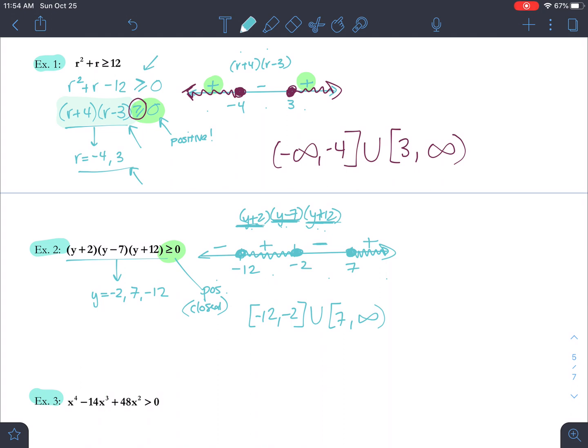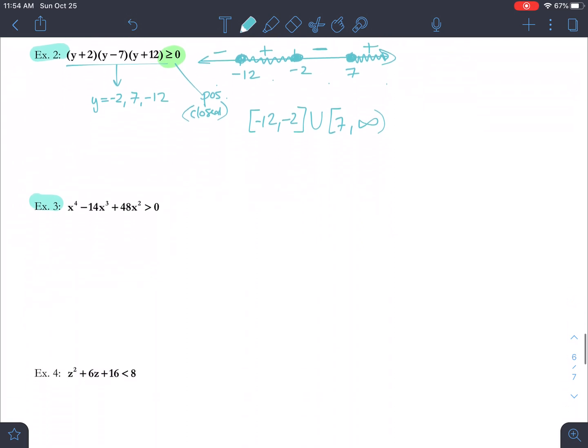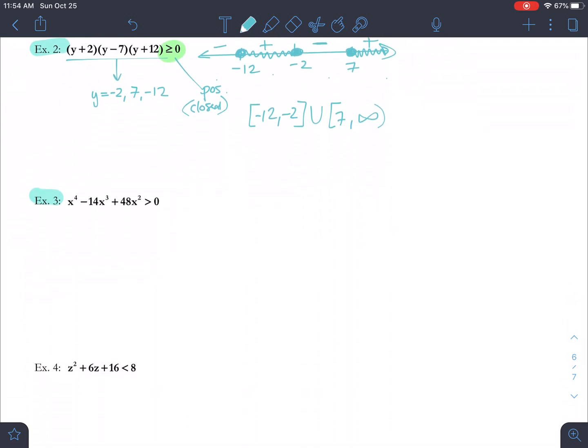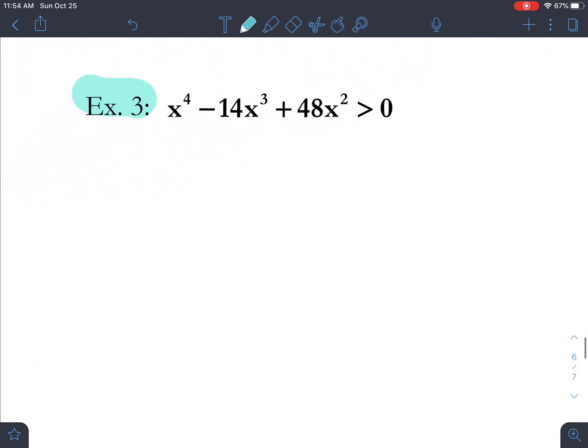And we're going to show you an example 3. So we'll just do one more example here, guys. Let's finish it off with example 3. We'll save the other 2 for class. Okay, so let's think the first step. For starting this off, get it set to 0. Done. The second step is factor.